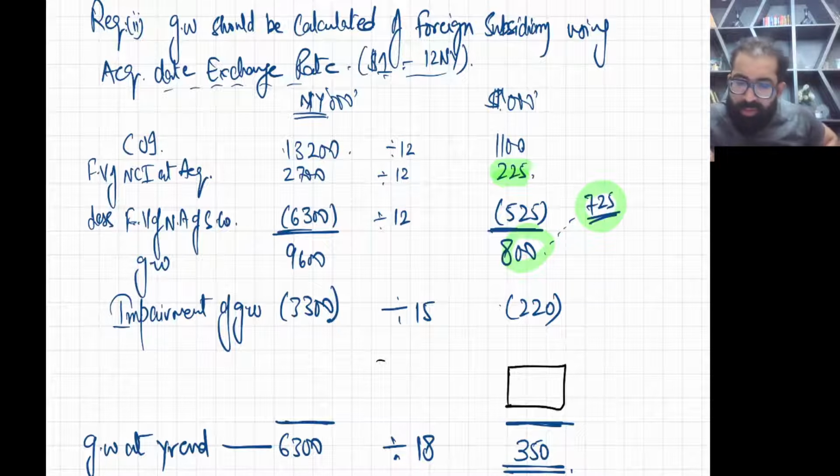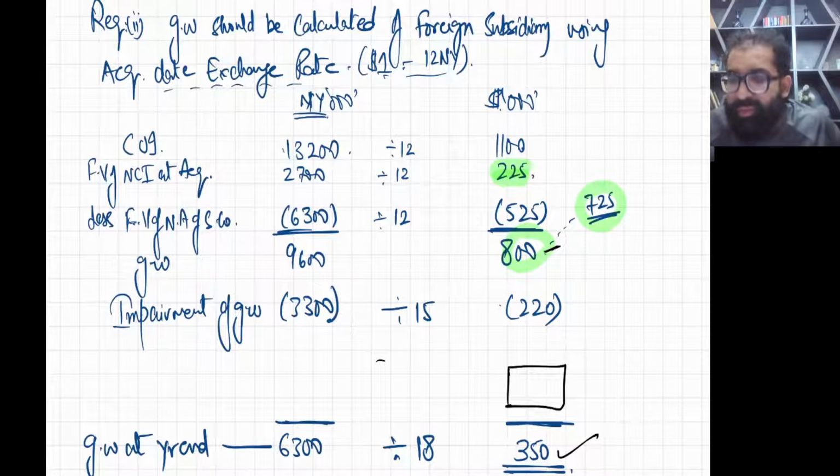See this area, 800. Now just think about dollars. $800 was your goodwill, then this was reduced by 220 because of impairment. So 800 minus 220 should have been 580. But see, it's just 350 at the year end. It should have been 580, but it is 350. So why did it come down?